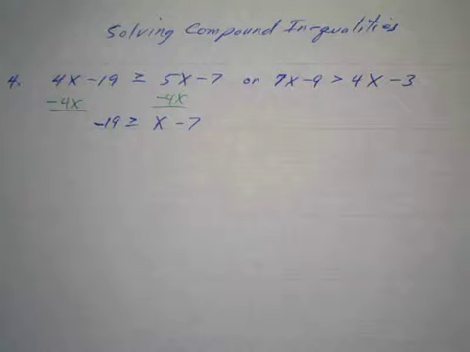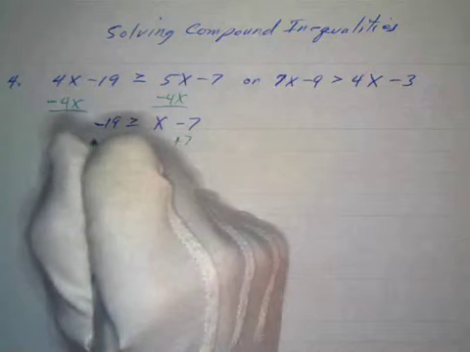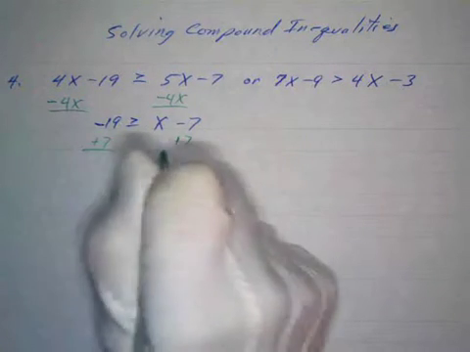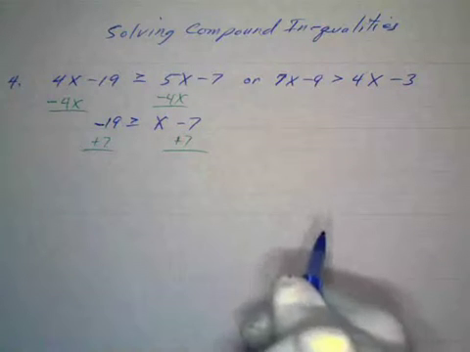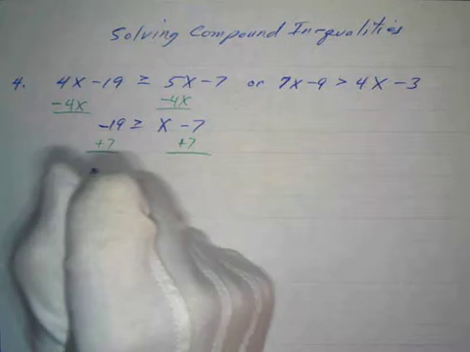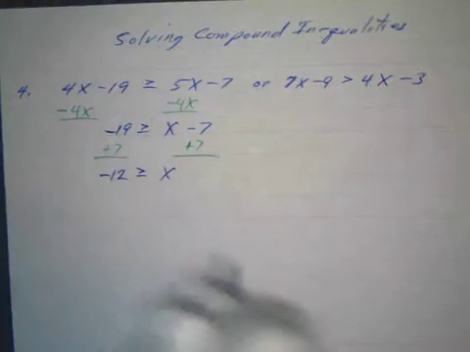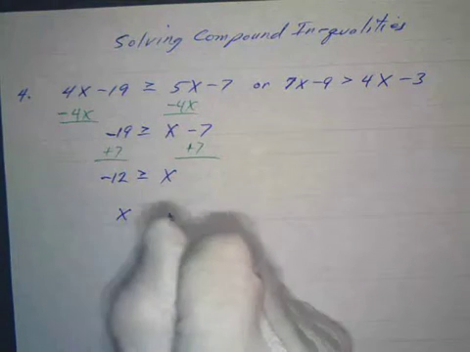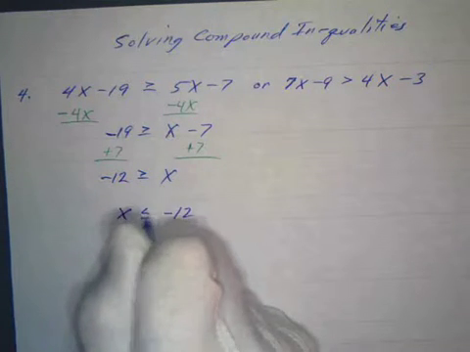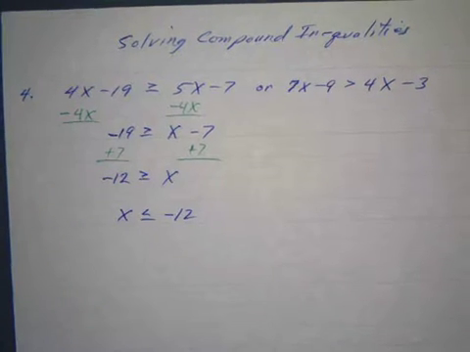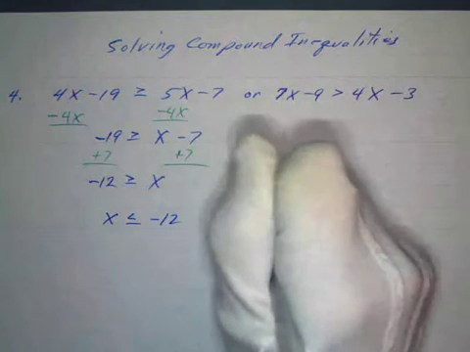And then I'll add 7 to both sides. And I'll get negative 12 is greater than or equal to just x. And I move my x to the left, so I've got x, put the negative 12 here, and remember the arrows point towards the x. So x is less than or equal to negative 12. So that's one part. Remember, these are all connected by an OR.